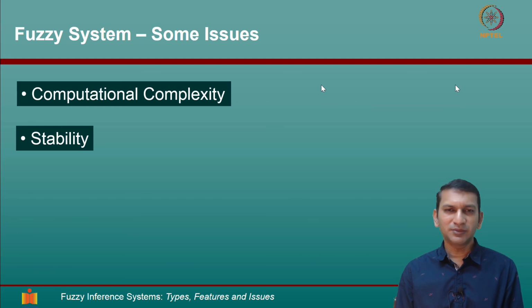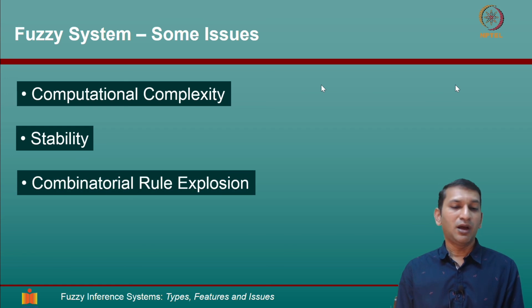We will not go into this because we are not going to talk about control systems so much, but we'll definitely deal with computational complexity and also this combinatorial rule explosion. That means you have an unwieldy number of rules. So one is computational complexity, and this leads to both computational complexity and also storage complexity. So the first and last ones we definitely will look into during these lectures.